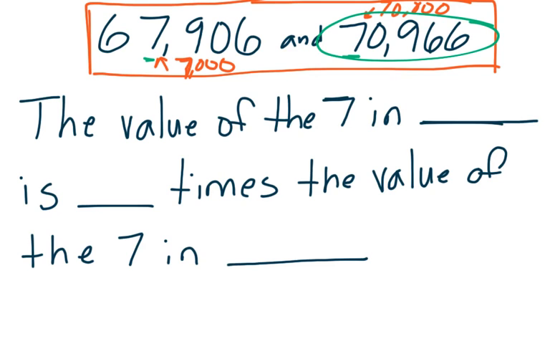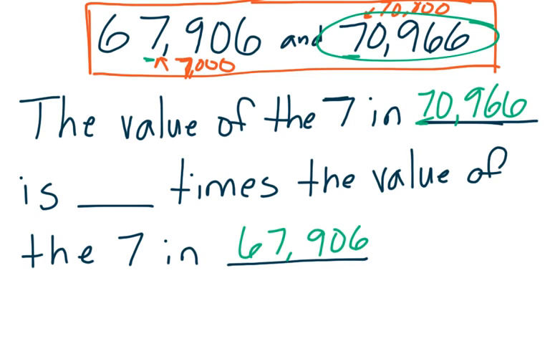I'm always going to write my bigger value first. Not my bigger number always, but my bigger value. So that number is going to go in first. 70,966. The value of the 7 in 70,966 is blank times the value of the 7 in 67,906. And now I just need to figure out how many times larger is it.